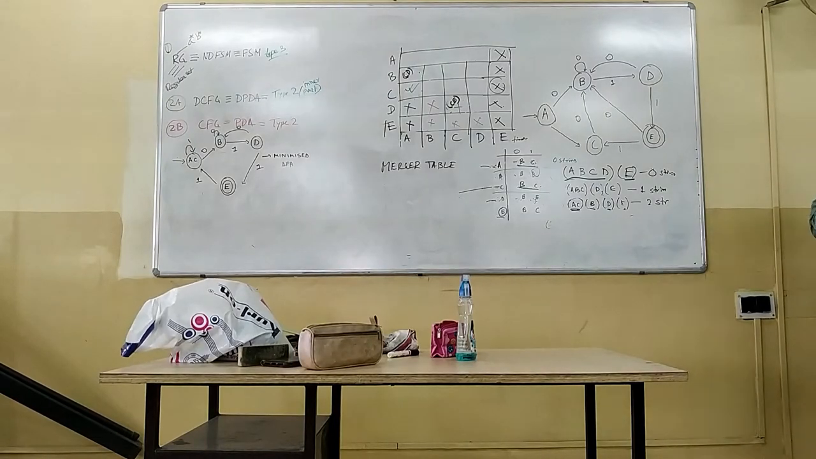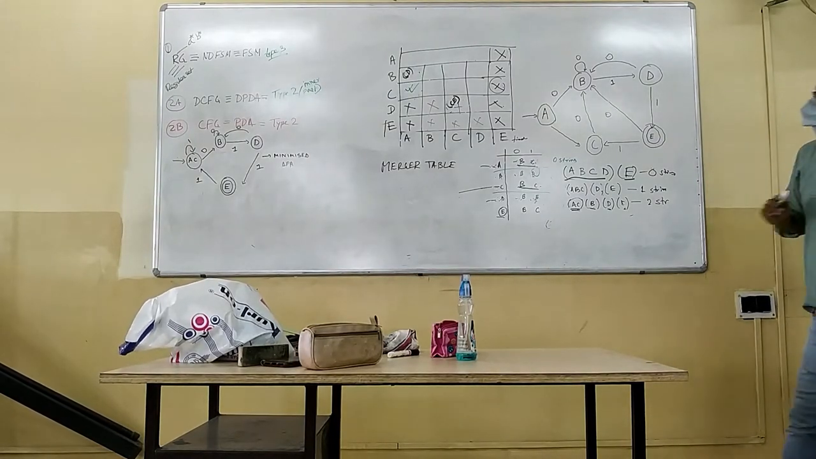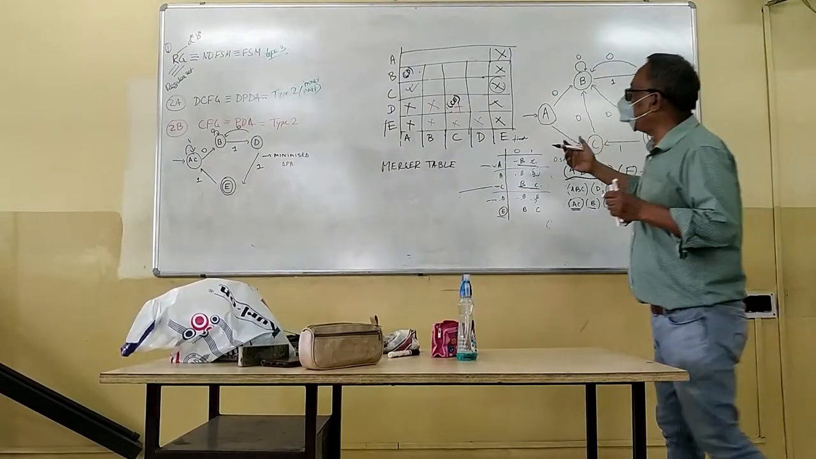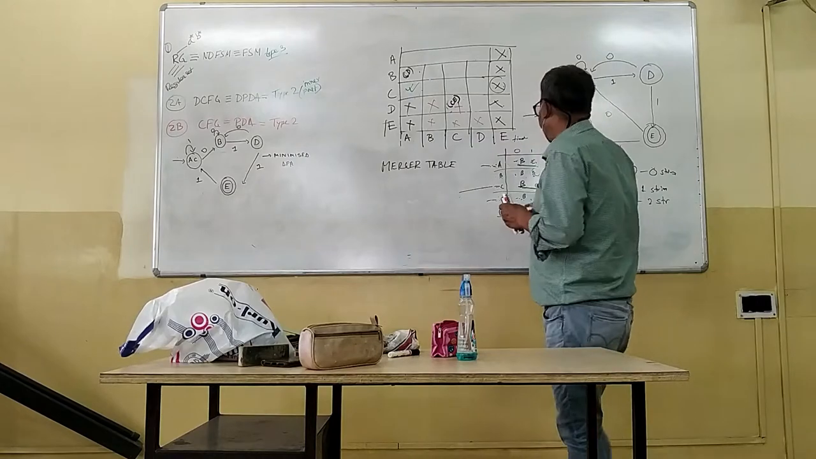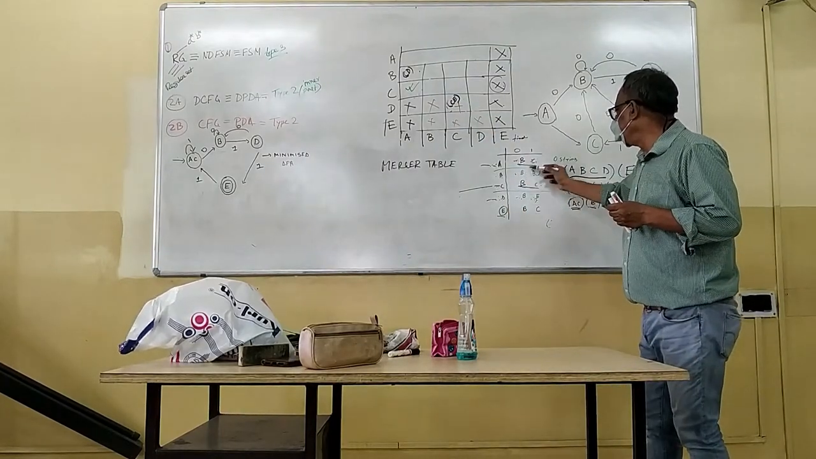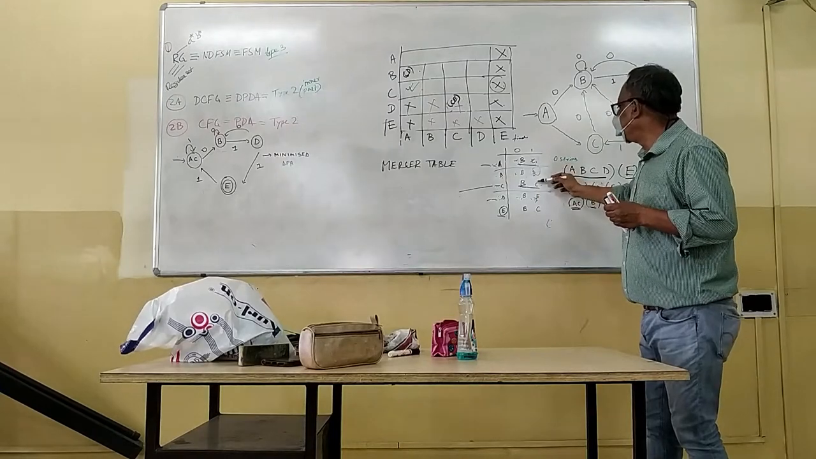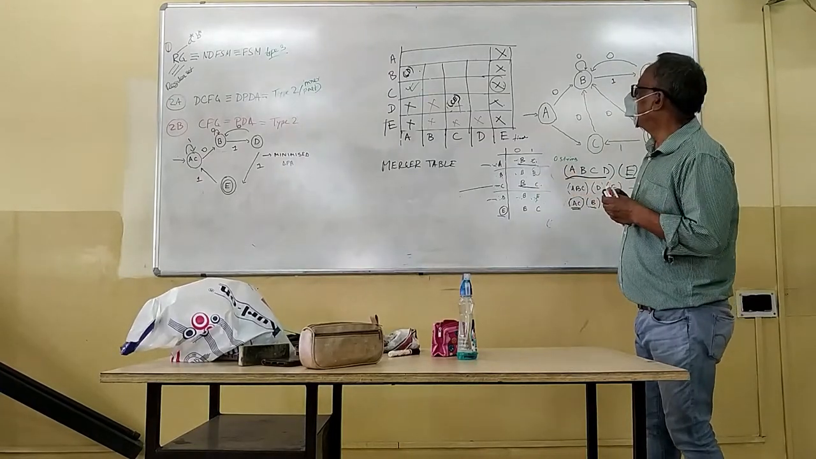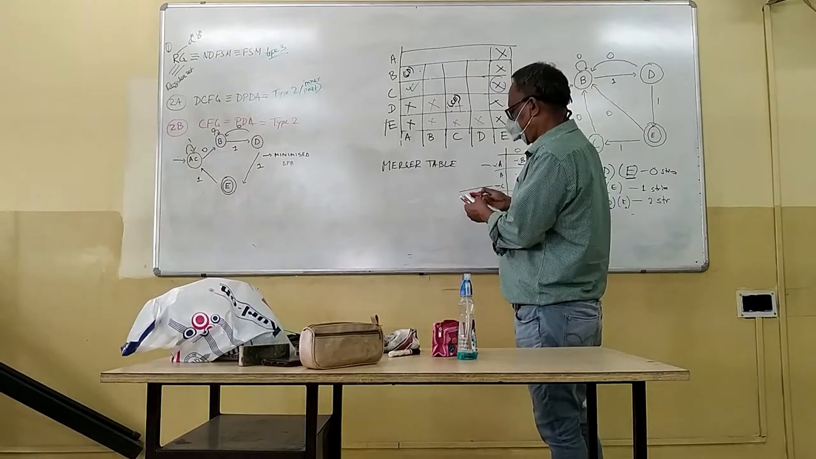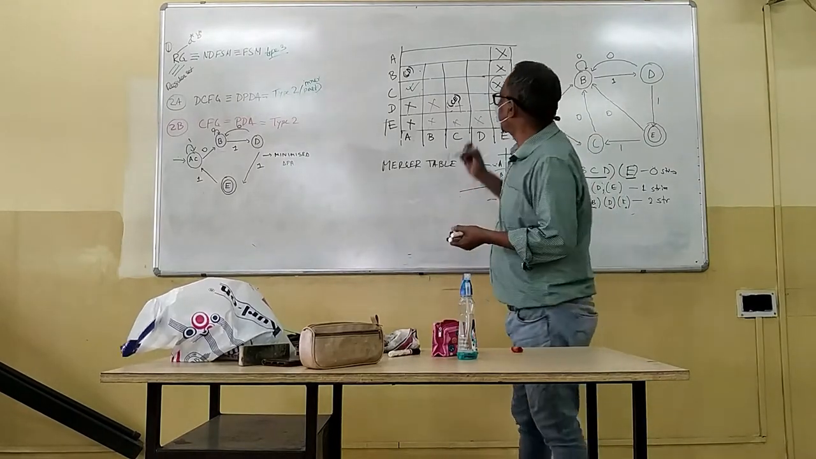Any question? Check each cell, every cell. Yes, I can do it. Say BC. Here you can check BC. BB said CD must be same. CD said CD not same. So it is cross.